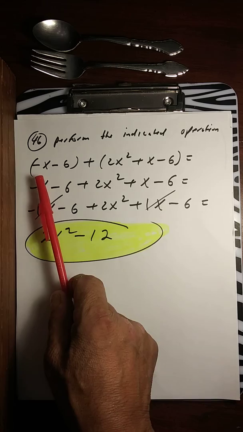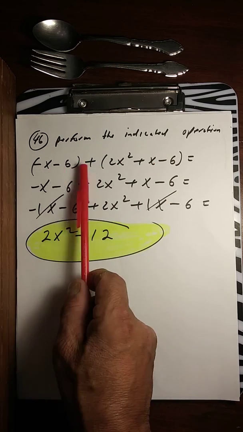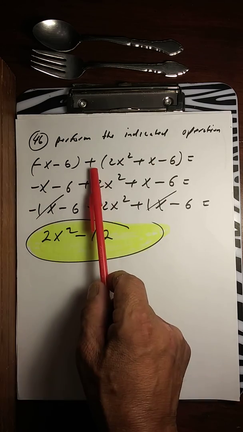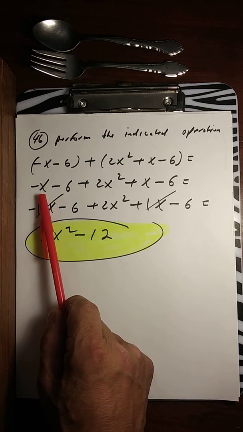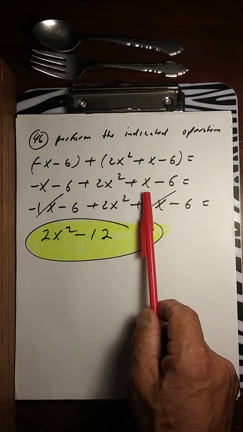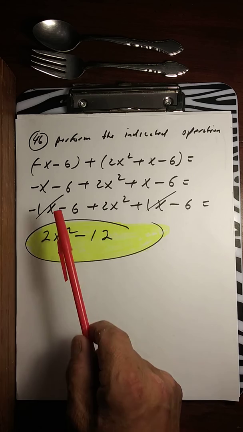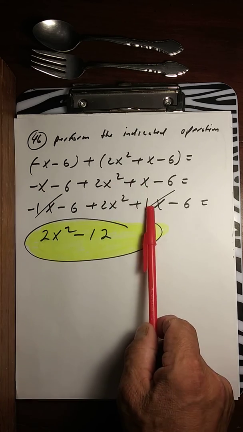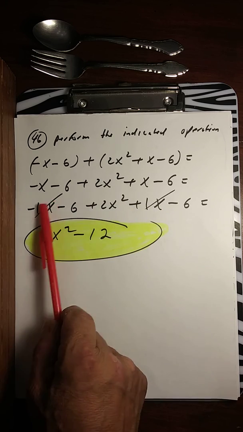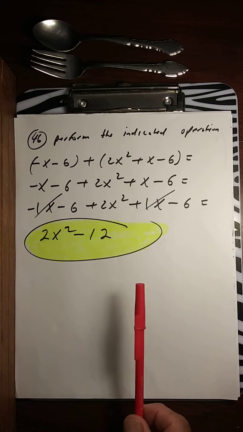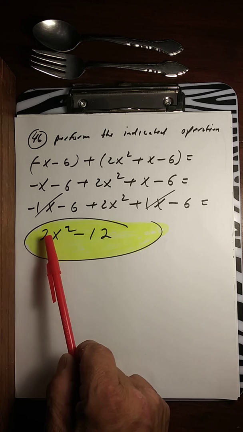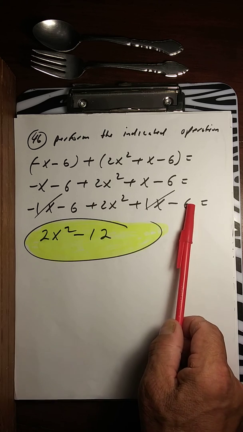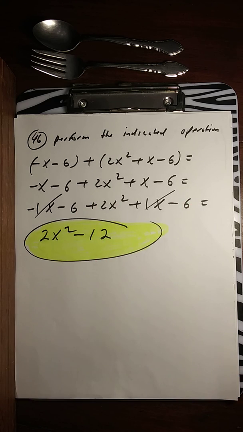Perform the indicated operations. We're going to add this and this one together. Alright, since this is a plus, let's copy this. This doesn't change anything, stays the same. So -x minus 6 plus 2x squared plus x minus 6. Now we have -1x and a 1x, so these are gone. So we have left 2x squared, and -6 and -6 together is -12. And that's the end of that right there.